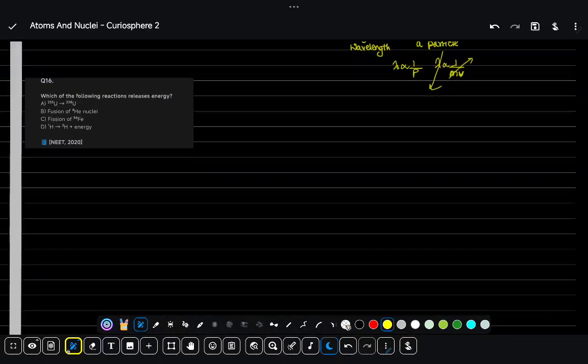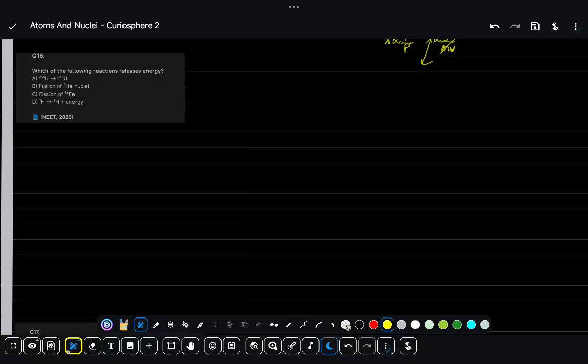Yeah. Now coming back to question 16. Which of the following reactions releases energy? Right. Let us check the first option. Uranium 235 giving out 238. So you see the mass number is increased, right? The mass number is increased. What happened?